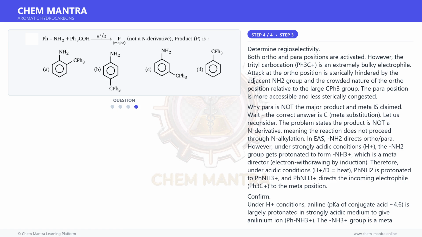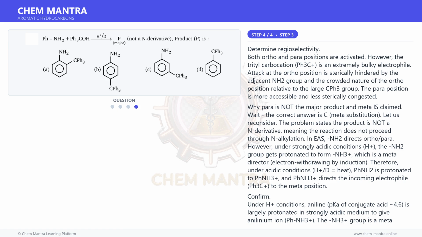Confirm. Under H+ conditions, aniline, pKa of conjugate acid about 4.6, is largely protonated in strongly acidic medium to give anilinium ion, PhNH3+. The NH3+ group is a meta-director because it is electron withdrawing. Therefore, EAS by Ph3C+ occurs at the meta position, giving 3-aminotriphenylmethylbenzene, the meta product. Why do the other options fail?